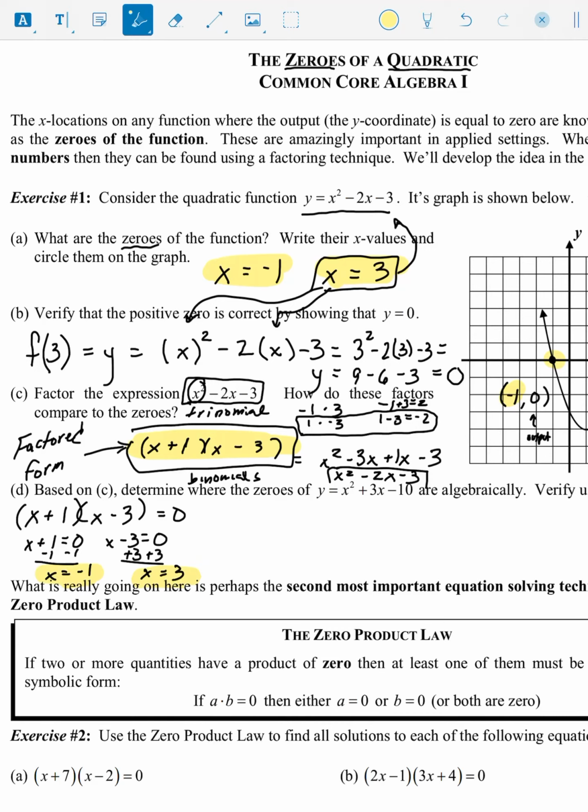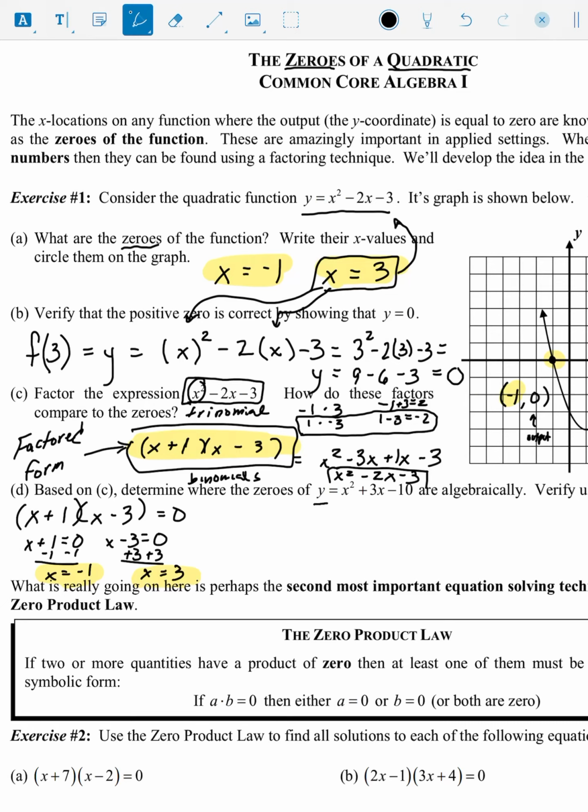So, what can we say? Well, we can make the assumption that if we factor a quadratic expression or a quadratic function from a trinomial to a binomial, the binomials, once set equal to 0, will indicate the zeros of the quadratic function.